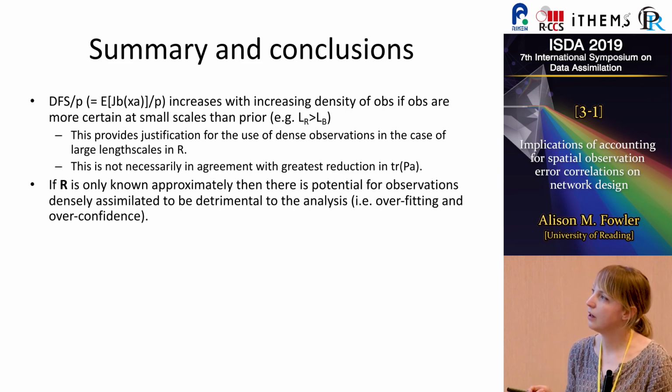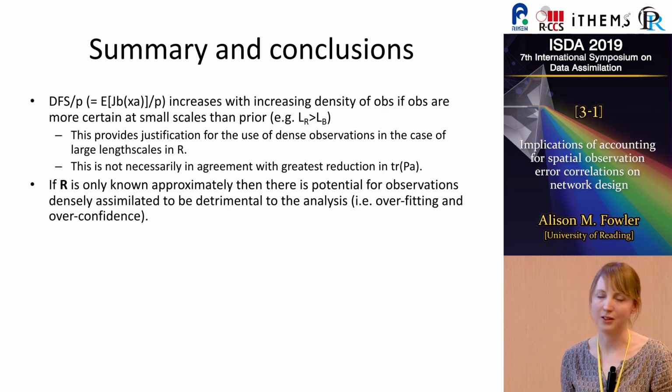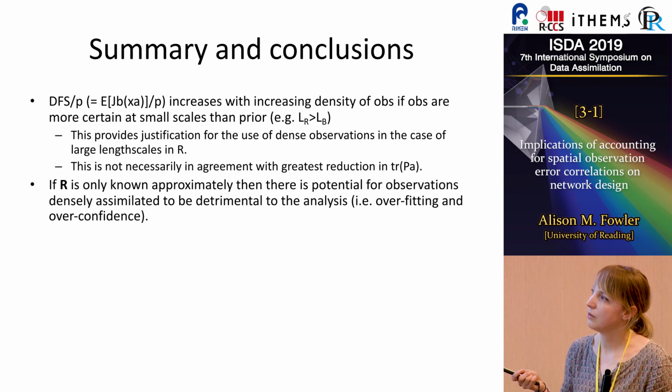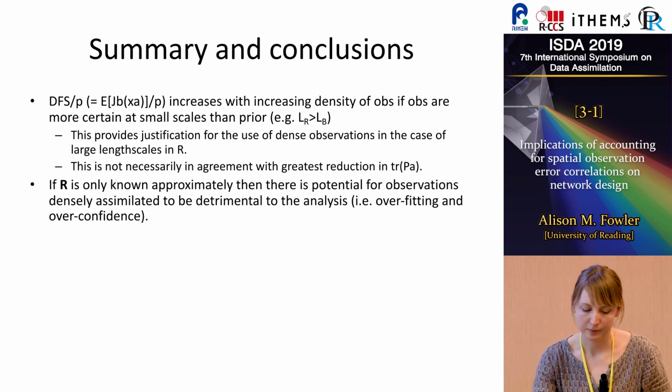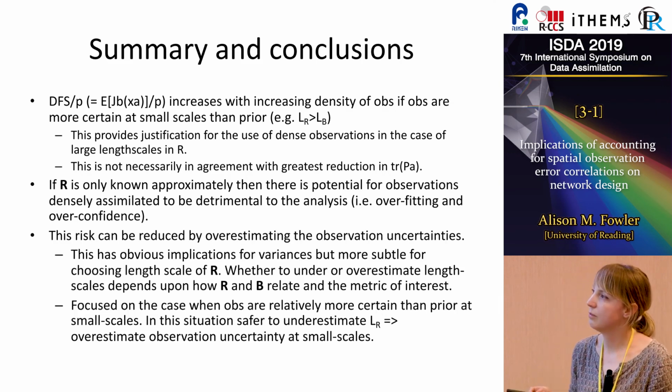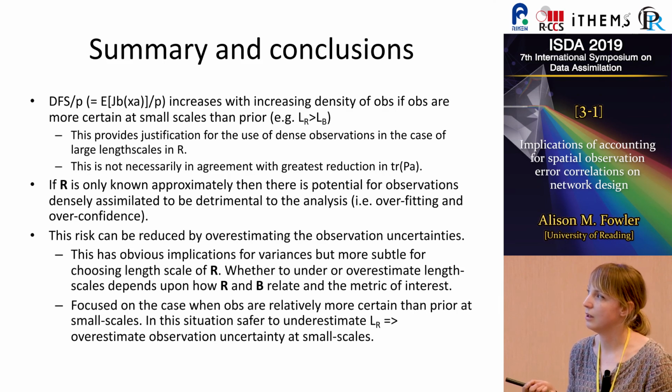So in the case when R is only known approximately, which it generally is because we're still at the early stages of really trying to estimate R, then there's a potential for, if you're going to increase the density of the observations, that assimilating a much larger number of observations could have a detrimental effect on the analysis. So for example, overfitting and overconfidence, and the analysis could end up being worse than the prior. So this risk can be reduced by overestimating the observation uncertainties, which has obvious implications for choosing the error variances.